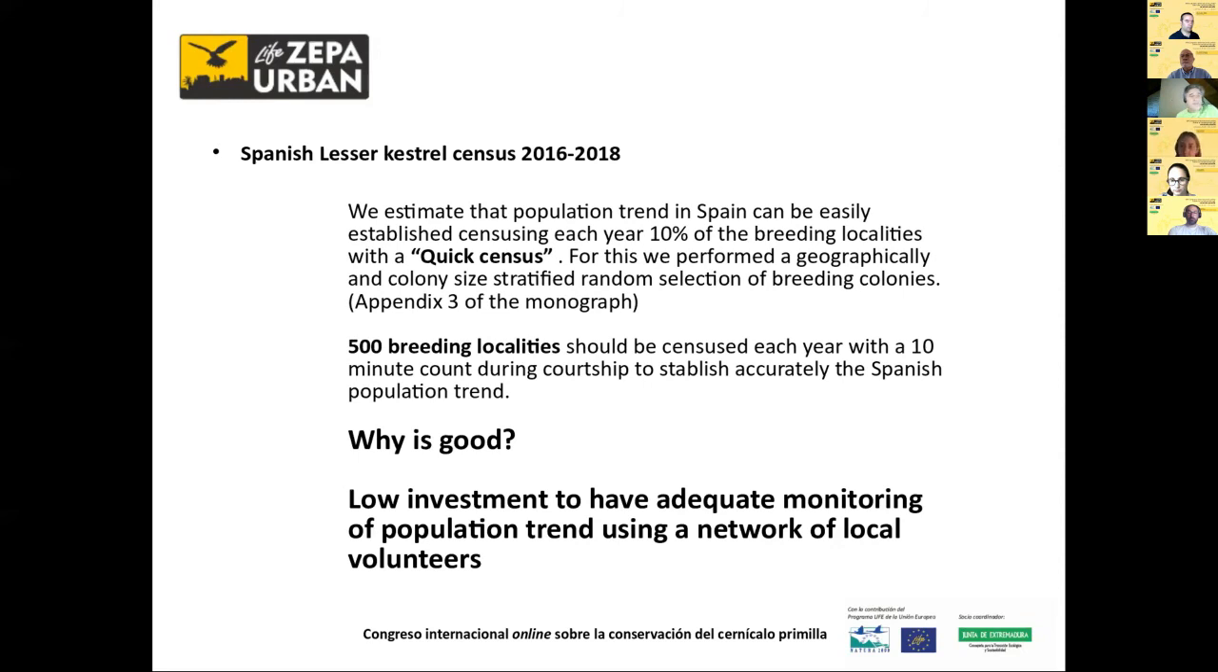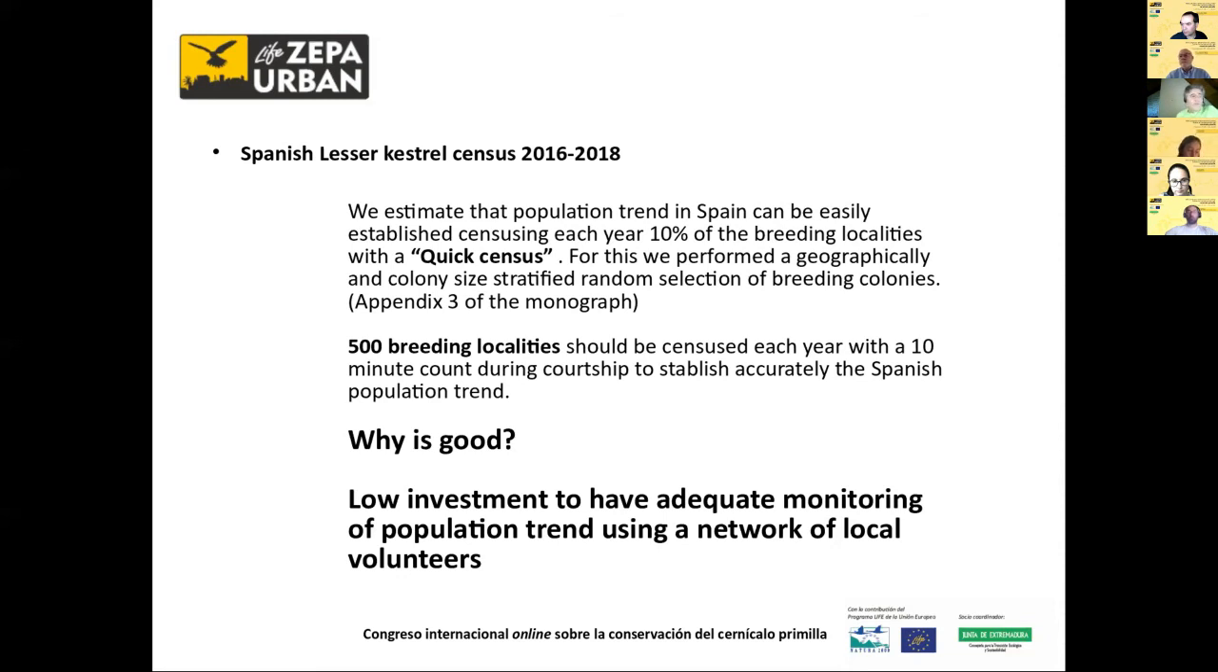We consider that just censusing 10% of the breeding localities would do; in this case, censusing 500 breeding localities would be enough if this is done every year to have a good estimate of the population trend. For this, we performed a geographically and colony stratified random selection of breeding colonies that is presented in the appendix of the monograph. These 500 breeding localities should be censused every year with a 10-minute count during courtship, and this would be enough to establish the population trend.